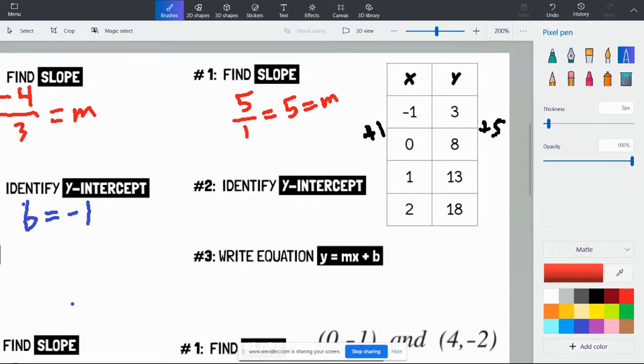You don't have to just put 5. You can put 5 over 1 if you want. It's just a little more simple if you put 5, but it's a little easier to read if you put 5 over 1, because that means you're going up 5 over 1. It's all preference on that.